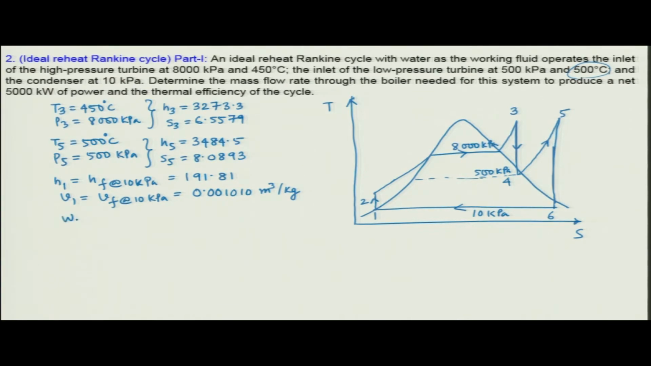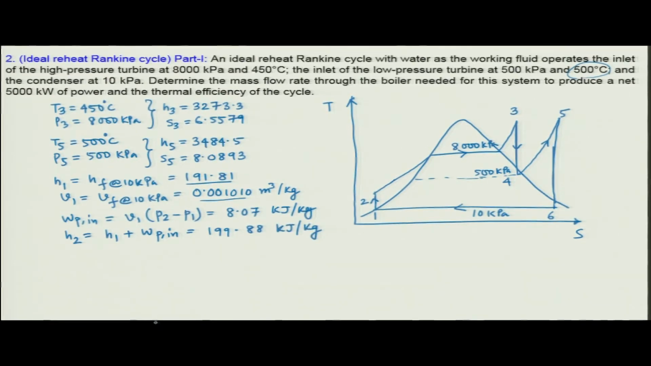Next, we can find what is the pump work. Pump work is basically V1 multiplied by the change in pressure, that is P2 minus P1. Now, P2 is basically 8000 kilopascal and P1 is 10 kilopascal, okay, and V1 is also written here. So, you can calculate the pump work in, and this will come out as 8.07 kilojoule per kg. Now, we can find the enthalpy corresponding to this point 2. Here H2 will be H1 plus the pump work, and if you add these things you will get it as 199.88 kilojoule per kg. So, that is the enthalpy of point 2.